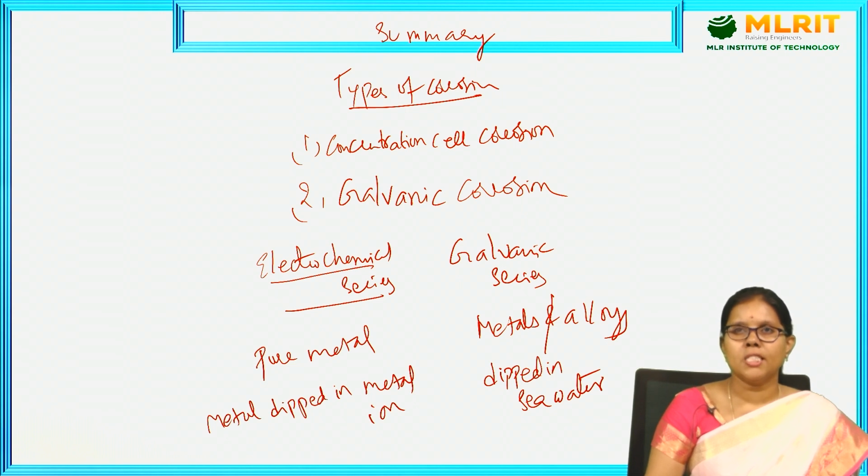The metal which is having lower reduction potential will undergo corrosion fast when compared with the metal which is having higher reduction potential. In the next class, we are going to learn about the various factors influencing the rate of corrosion. Thank you.